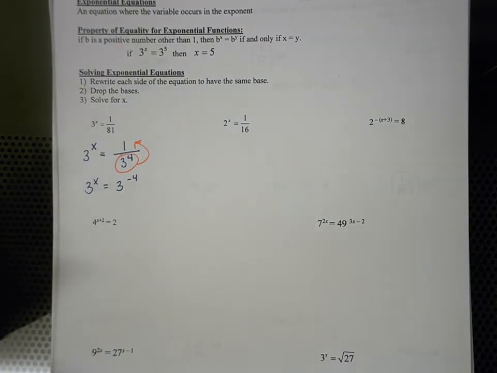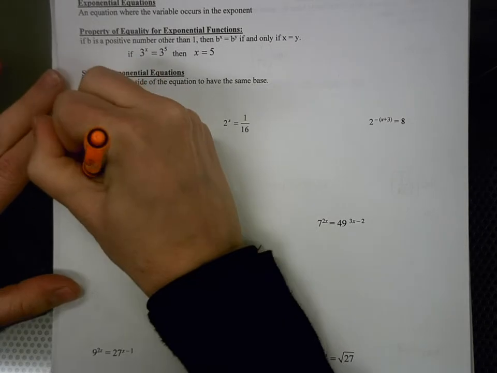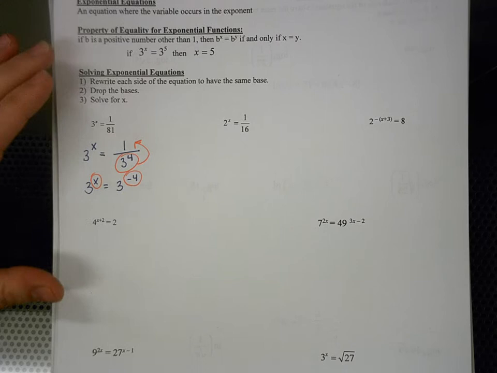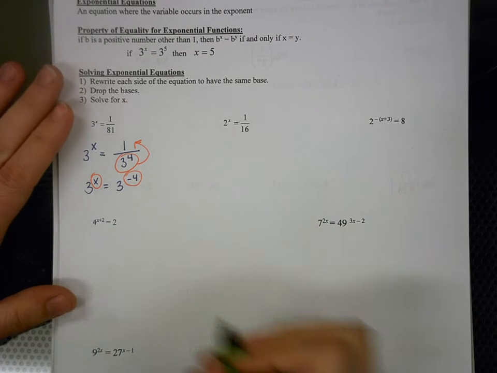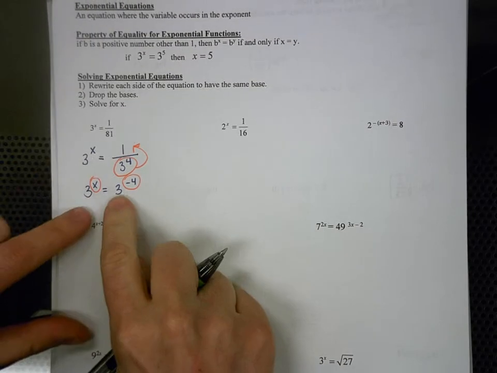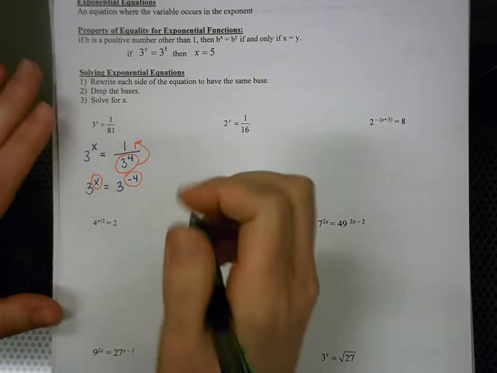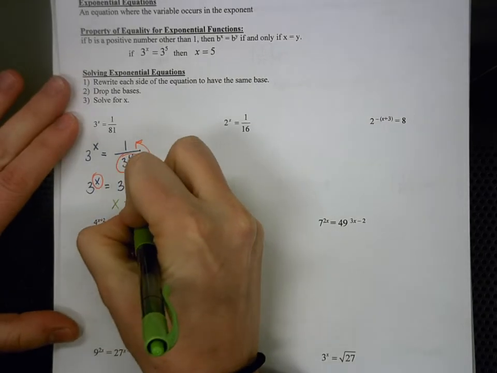Now you can notice that our exponents are in the same exact spot, right? So all this means is that because the 3's are exactly the same, then our exponents are equal to each other. So we get x is equal to negative 4.